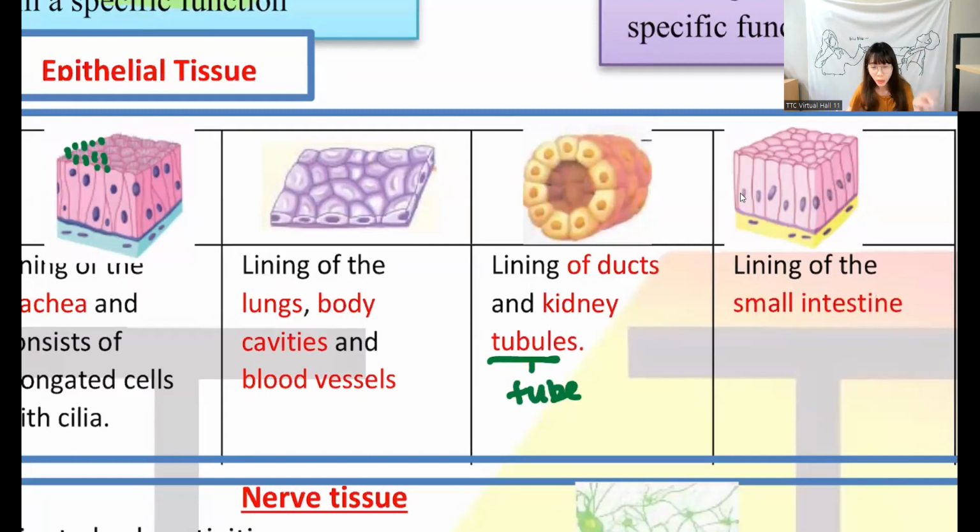So this lining of duct, which is the kidney tubule, is used to form urine. In our kidney, we have a lot of tubes, millions of tubes. These tubes are used to form urine. Okay, so this is the kidney tubule.